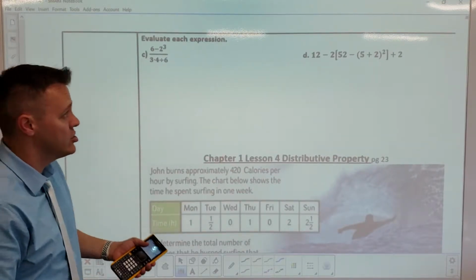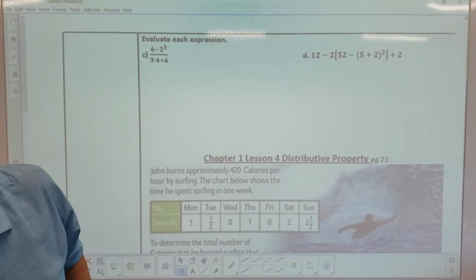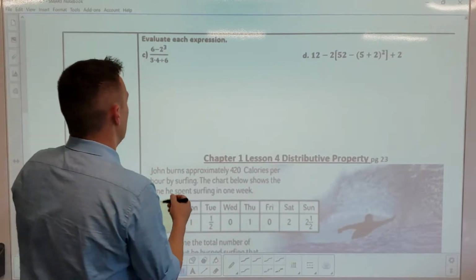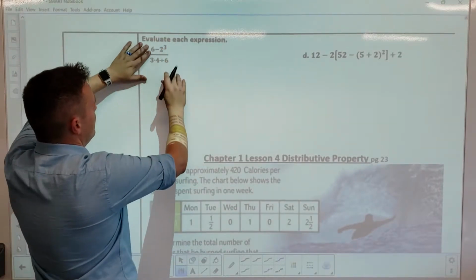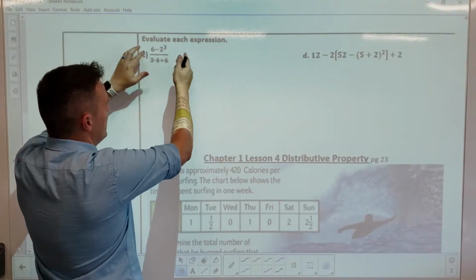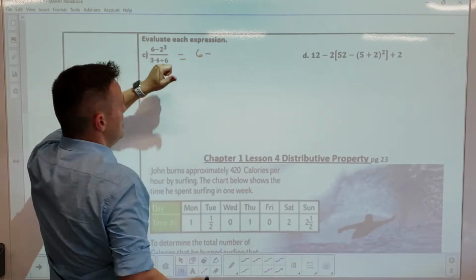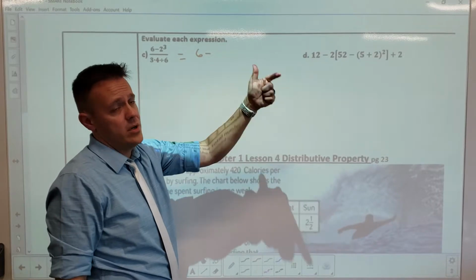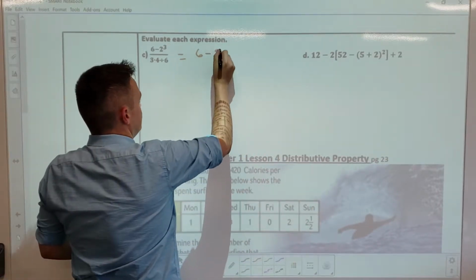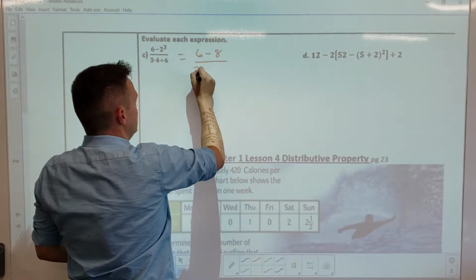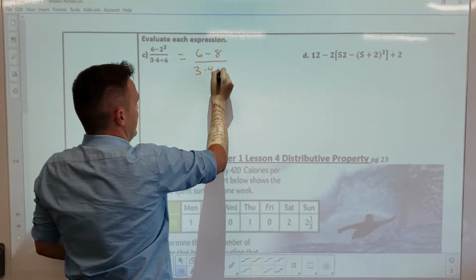Okay, so here are 2 other challenging ones. Make sure you guys can do it. So same thing, as you work, look for grouping. No grouping, so you work on the powers. So this is going to be 6 minus 2 times 2 is 4 times 2 is 8. That's 3 times 4 divided by 6.